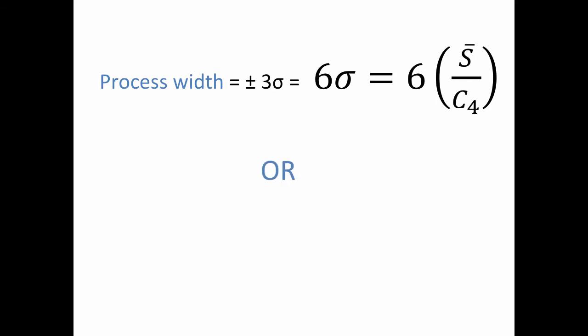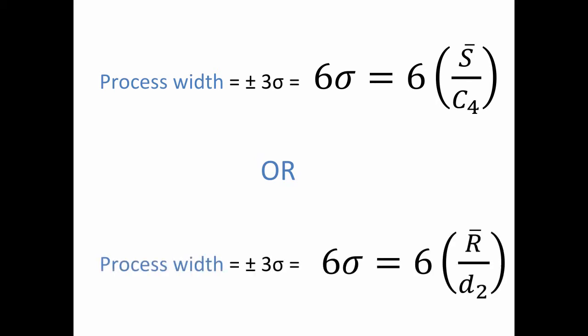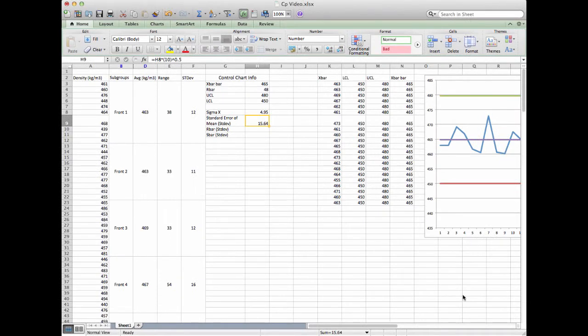Or I could use the other estimate for a population standard deviation, which is R bar divided by D2. So I have 2 options here to calculate my process width. Each of them will give me a correct answer. They will be slightly different, but the difference is minimal. We're now going to run through an example and calculate the standard deviation of the population using the 2 formulas that we've just talked about.